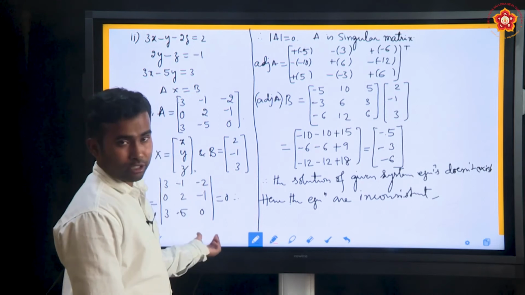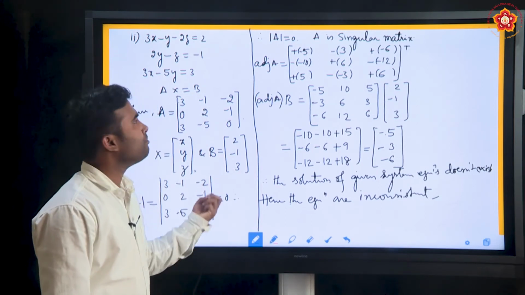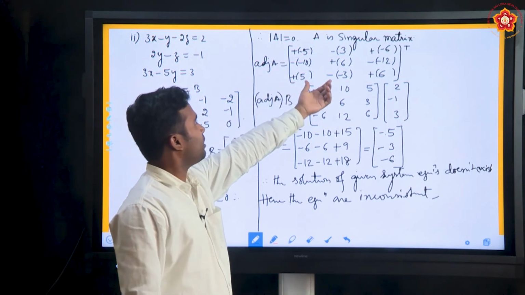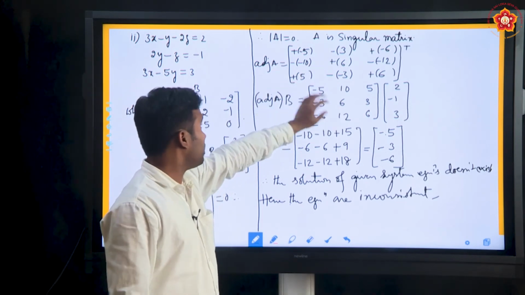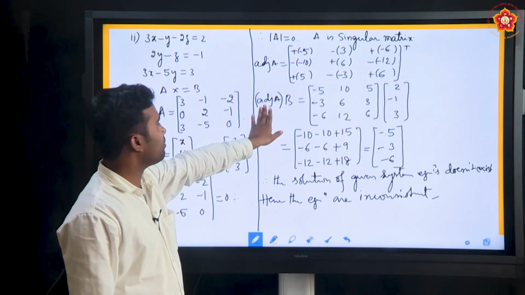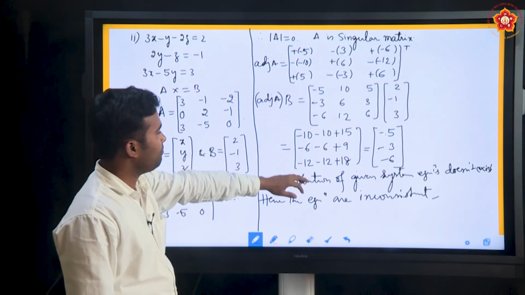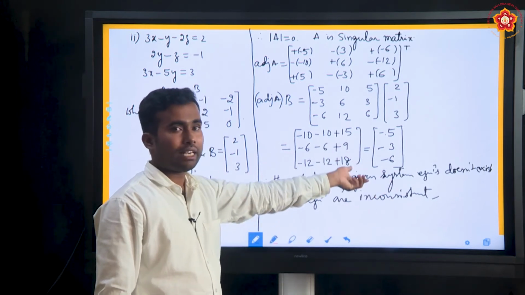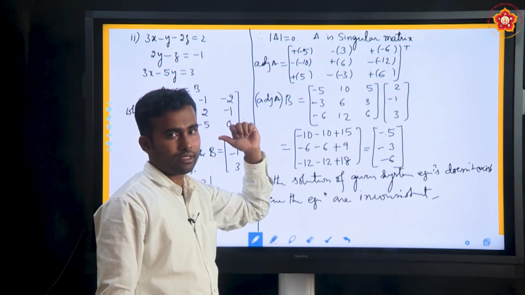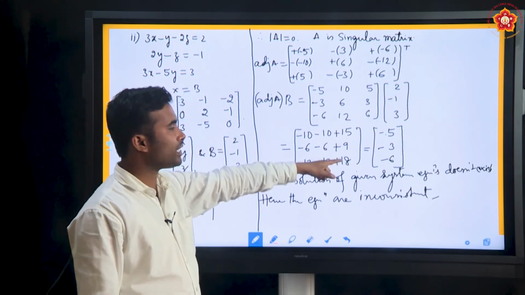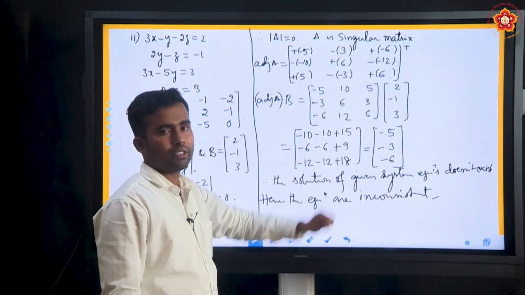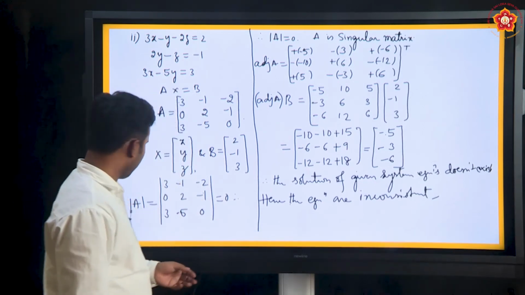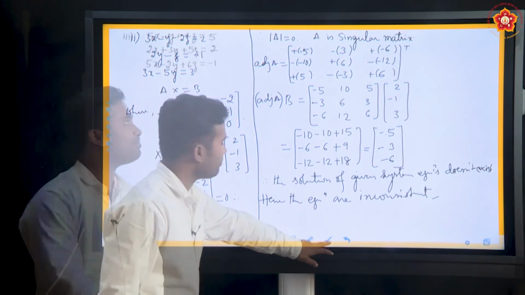Since here we got determinant value 0, therefore it is singular. After that, what you have done? We have calculated determinant adjoint of A. After that, we have multiplied adjoint A with B. So, we got non-zero matrix. Therefore, with that condition we have discussed in case 2, according to that we can say that the system of equations are inconsistent. Understand? Similarly, we will do the other problem.